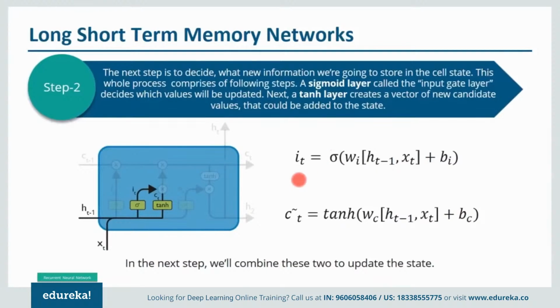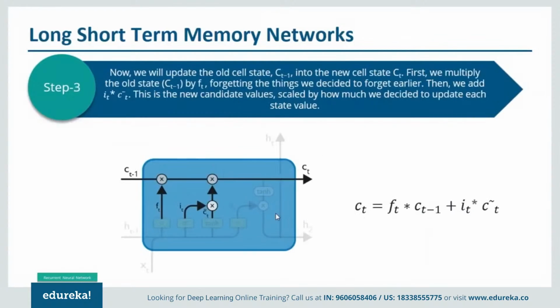Now let me explain the equations. So it will be what? The weight matrix multiplied by ht-1 comma xt, plus the bias, passed through a sigmoid function, and we get it. C bar t we get by passing a weight matrix times ht-1, xt plus bias through a tanh squashing function, and we get C bar t. Alright, so as I've told you earlier as well, in the next step we'll combine these two to update the state. Let us see how we do that.